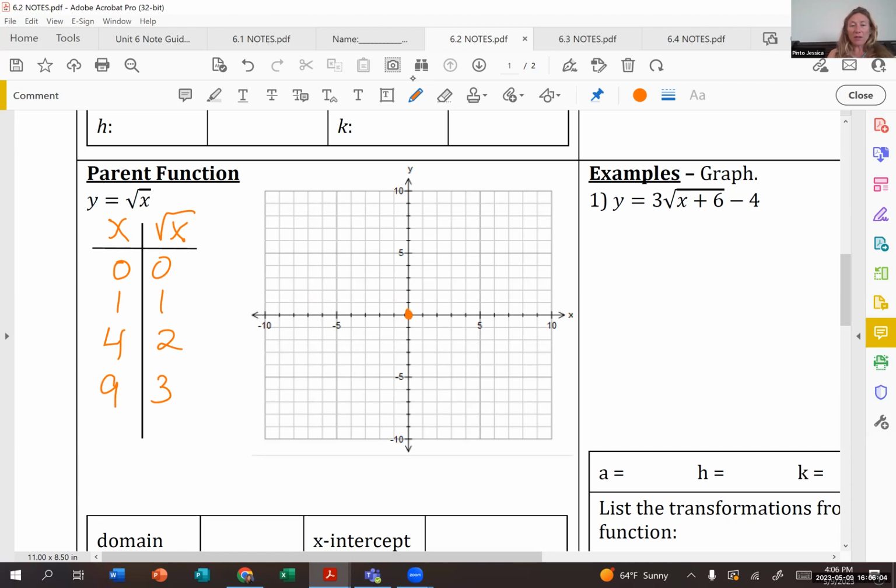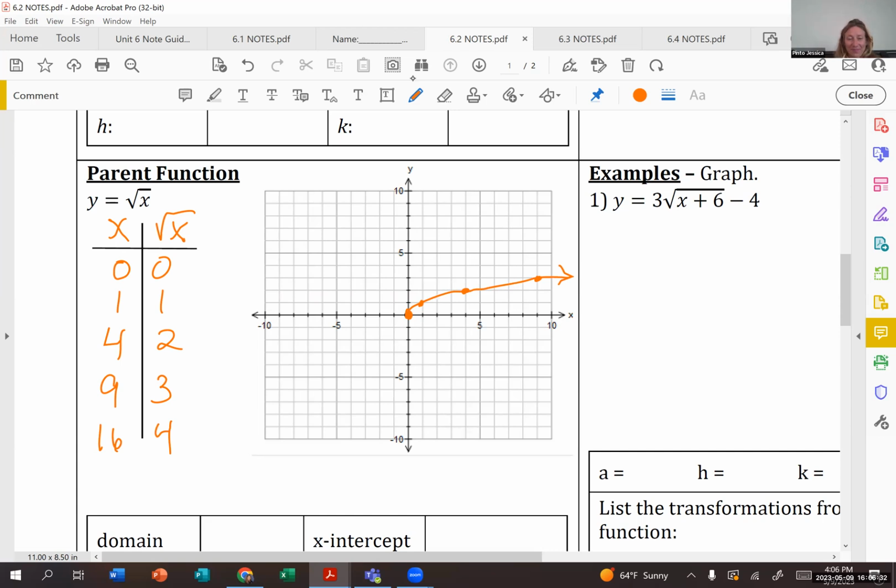So I start at 0, 0. I go to 1, 1. Then I'm going to 4 for x, 2 for y, 9 for x, which is right before 10, and then 3 for y. And I do not include any negative values, but I could imagine that the next value would be 16 and then 4. So I'm going to draw my arrow heading off to the right-hand side of the graph. So we connect these, and that's what we get.